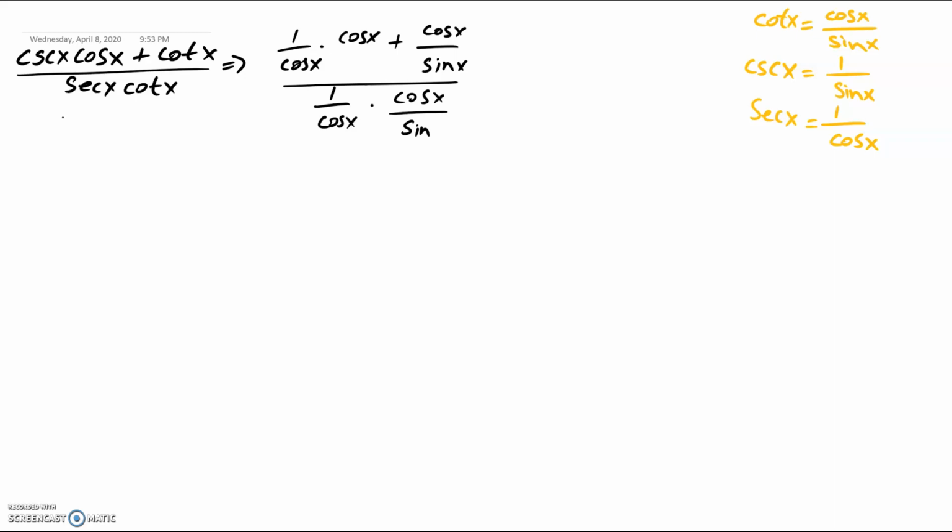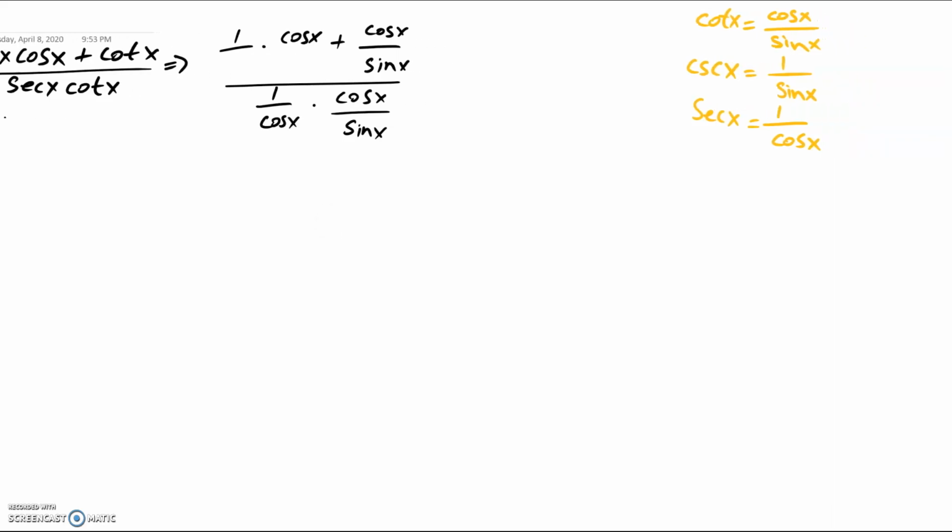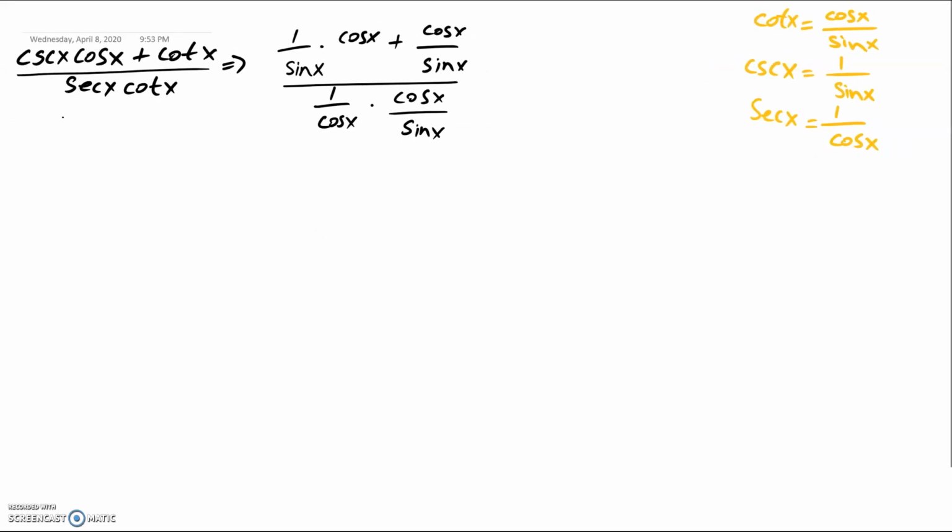I'm sorry, I made a mistake right here. It's not cosecant x, sorry, not cos, it's sin x. It's going to be sin x. Okay, all right, now let's simplify this expression. Cos x over sin x plus cos x over sin x.